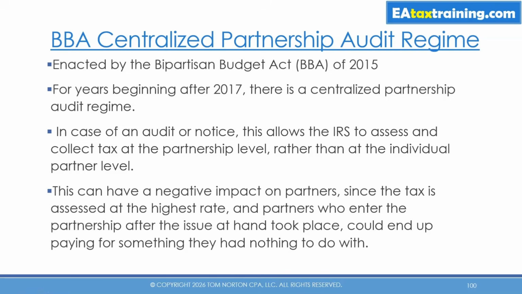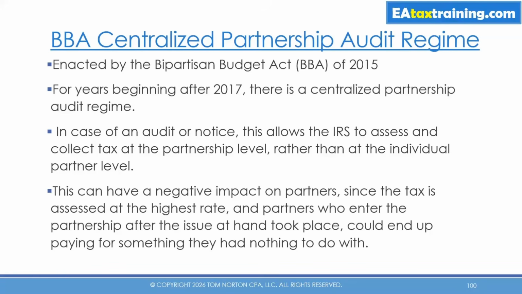Our next topic is the centralized partnership audit regime, or what we typically call BBA. This was enacted by the Bipartisan Budget Act of 2015. What this says is for tax years beginning in 2018, so after 2017, there is what's called a centralized partnership audit regime. In the case of an audit or notice, this allows the IRS to assess and collect tax at the partnership level rather than at the individual partner level. So this was enacted really to help the IRS.